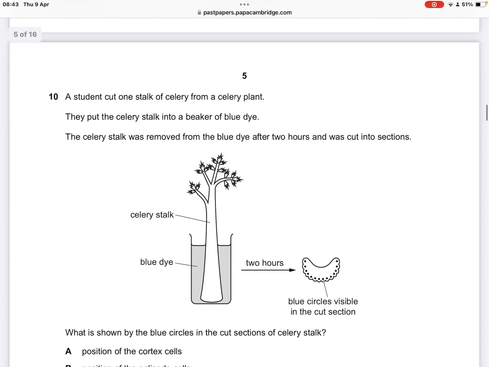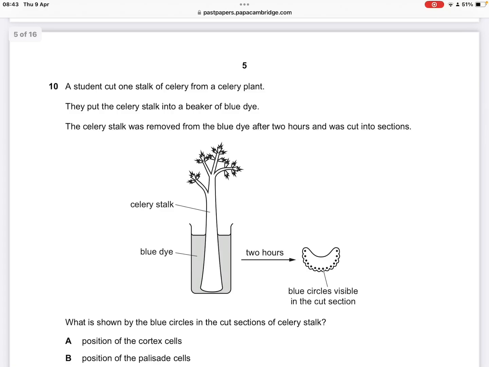Right, 10. Okay, so we're moving on to what looks like a bit of plant transport, so how plants move materials around their body, or their structure, if you like. So this one is where we probably need a bit more time to look at what's been given to us, because we've got a little experiment, a little diagram to analyse. It says a student cut one stalk of celery from a celery plant. They put the celery stalk into a beaker of blue dye. The celery stalk was removed from the blue dye after 2 hours and was cut into sections.